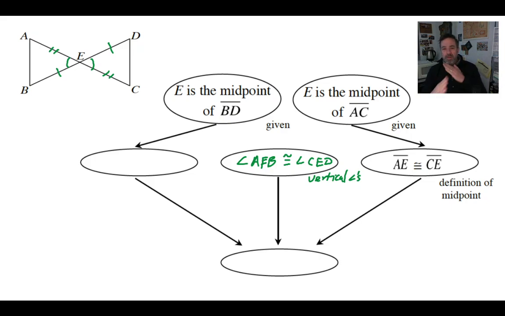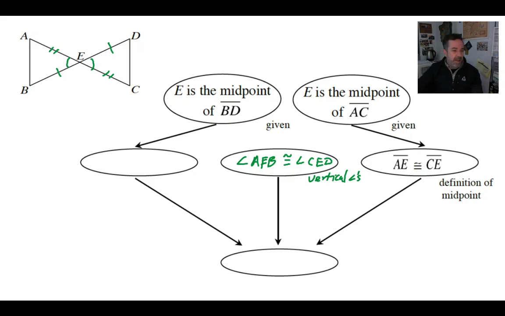And vertical angles are always congruent. So whenever we have two lines that intersect, the angles that are right across from each other have to have equal measure. So at this point, these two triangles are congruent by side angle side. So we would just include that in the proof.